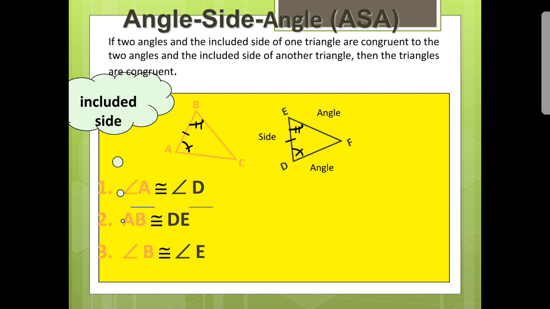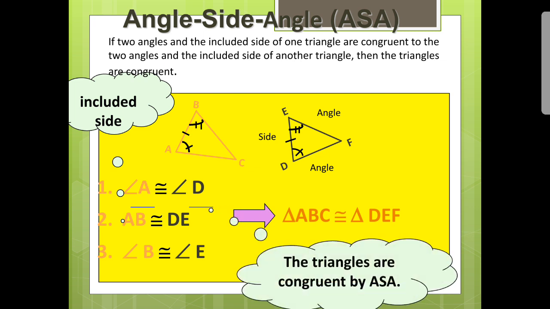So therefore, angle, side, angle. Triangle ABC is congruent to triangle DEF. So the triangles are congruent by angle, side, angle.